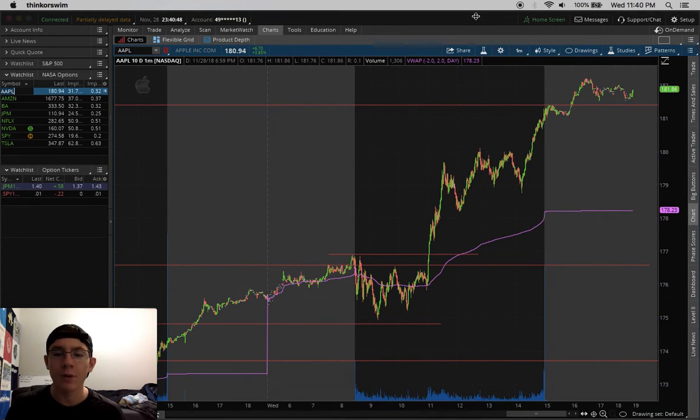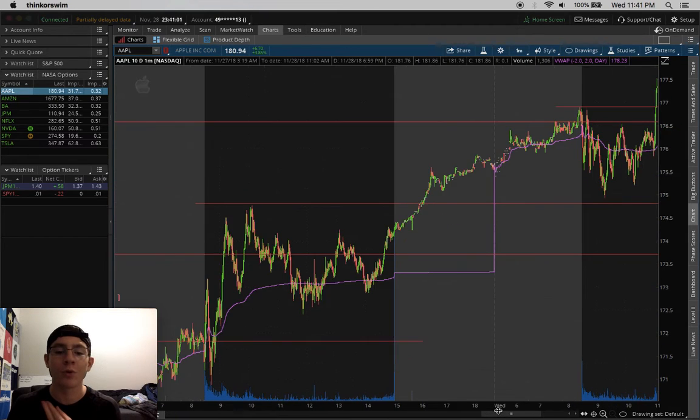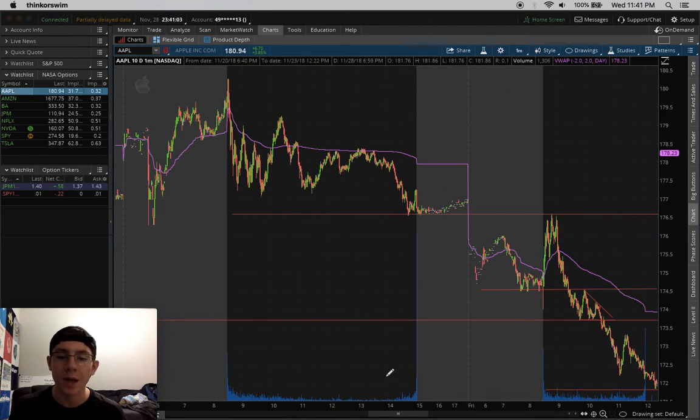VWAP is basically like an advanced version, or like an EMA on steroids, an exponential moving average or simple moving average on steroids, because it also incorporates volume, which is huge. So it will always act as a support or resistance in a trading day.